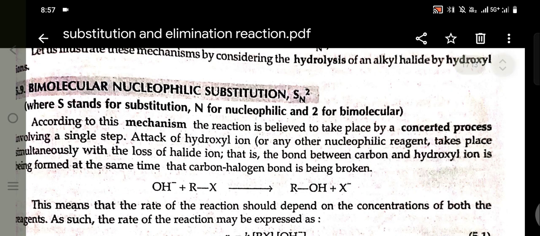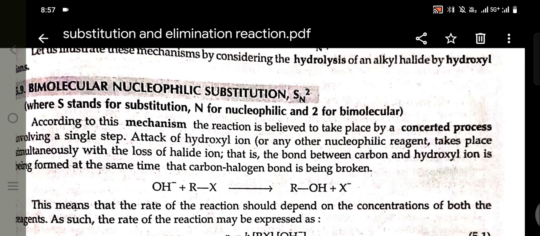Bimolecular nucleophilic substitution SN2, where S stands for substitution, N for nucleophilic and 2 for bimolecular. According to this mechanism, the reaction is believed to take place by a concerted process involving a single step. Attack of hydroxyl ion or any other nucleophilic reagent takes place simultaneously with the loss of halide ion, that is, the bond between carbon and hydroxyl ion is being formed at the same time that the carbon-halogen bond is being broken. OH⁻ plus RX will give ROH plus X⁻.